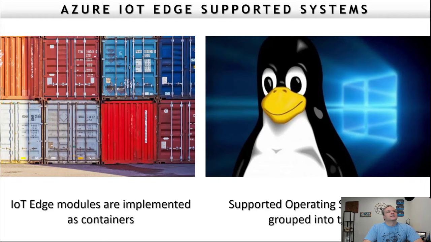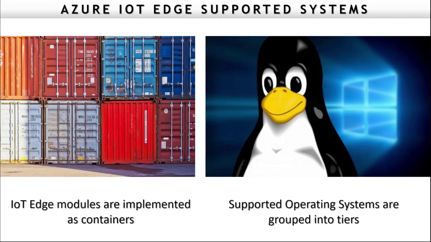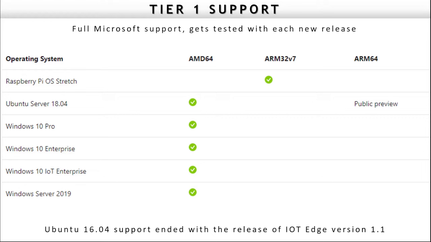The second thing I will suggest is, as I said before, everything is in modules and everything is in containers. So you should be familiar with some of the containers. You don't have to be a pro, but you should know how to start them and how to list them. Another thing I did not know is that there are actually two tiers when it comes to the support of those operating systems. Tier one is the full support from Microsoft, and as you can see, Ubuntu Server 18.04 is here and it's fully supported.